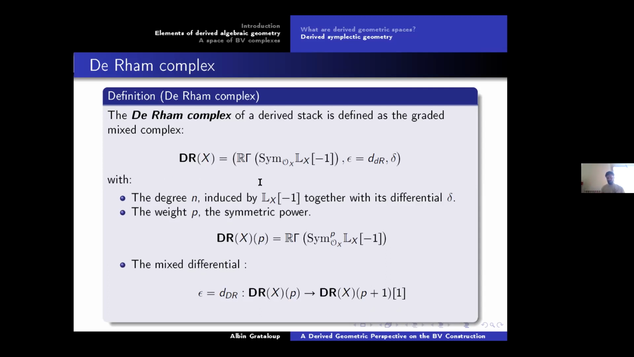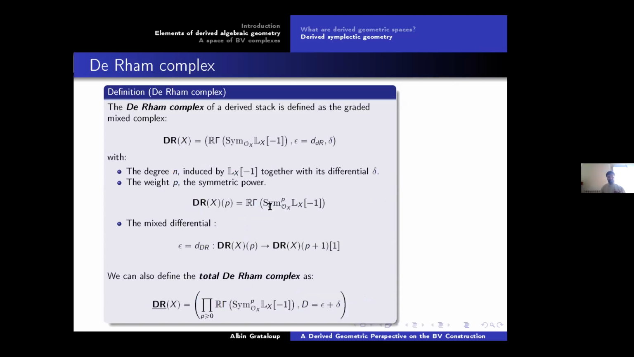At some point, I will need to speak about the derived de Rham cohomology. The version in this setting would be taking the total derived de Rham complex, where you take the product of all the weight p parts of the derived de Rham complex, and you put on it the total differential, which is the sum of the de Rham differential, the mixed differential, plus the vertical one. That's something I'm going to need later.